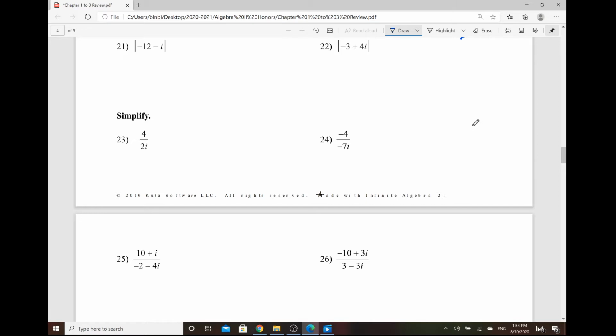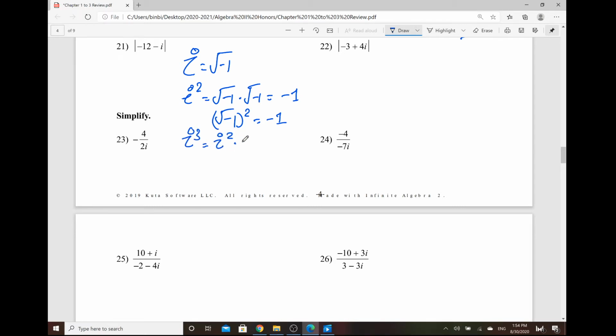Take a look at number 22. For the imaginary number i, we know that it's always considered the square root of -1. If we see i squared, that would be the square root of -1 times the square root of -1, which would be -1, because it's just like the square root of -1 quantity squared. And then i to the power of 3 would be i squared times i, using the properties of exponents. So i squared is -1, and -1 times i would be -i.